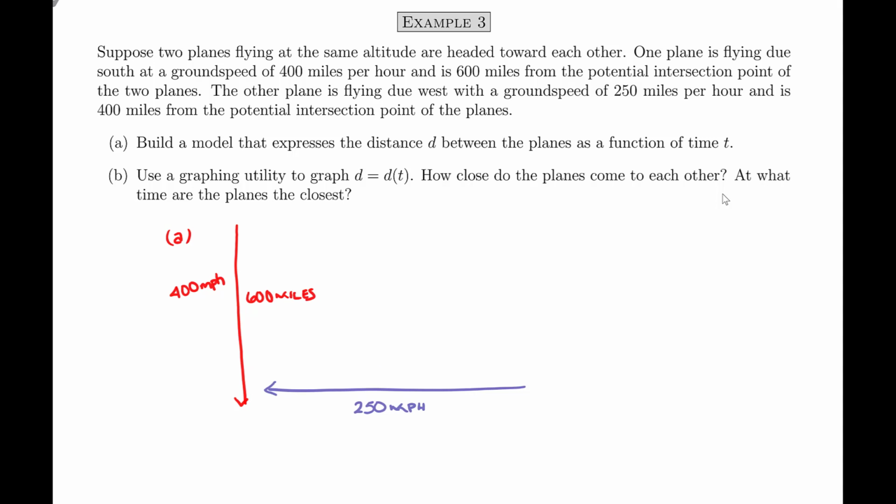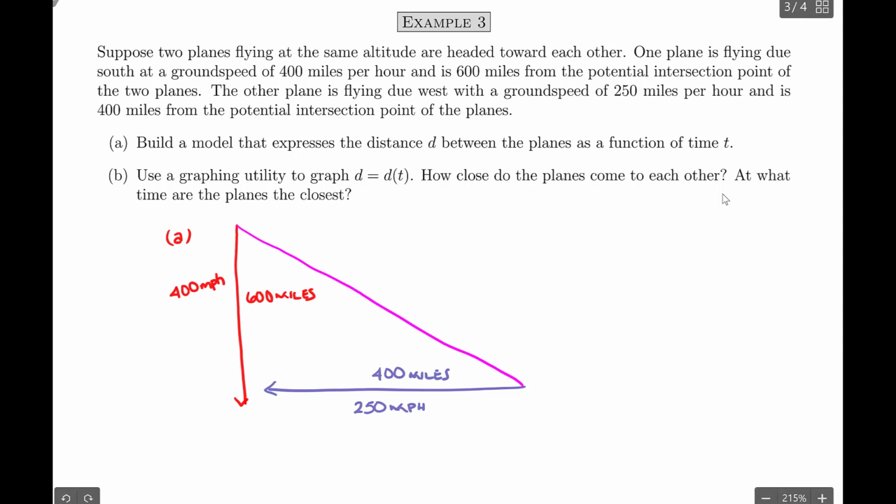And it is 400 miles from the intersection point. Build a model that expresses the distance between the planes as a function of time t. So the distance between the planes would be the hypotenuse of this triangle, and that hypotenuse is constantly changing.